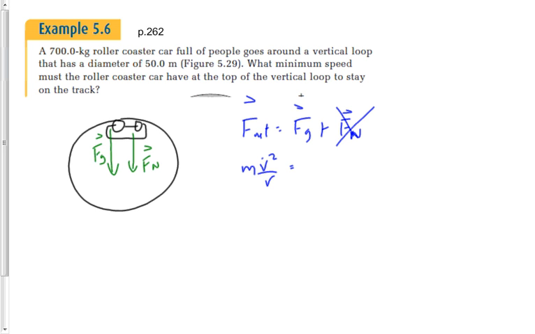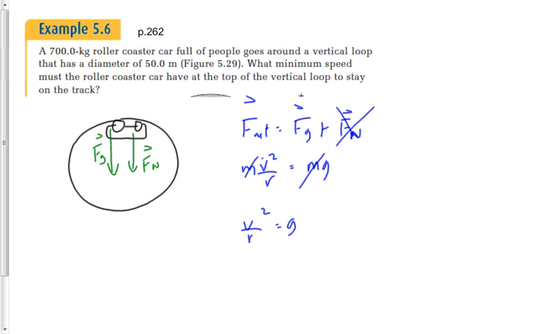Why do I get rid of Fn? Because above the minimum speed, the track has to help gravity. Below the minimum speed, well, it's not going to go in a circle. At the minimum speed, gravity supplies all of the centripetal force. The track doesn't have to help. So we're going to just get rid of it. Fg, by the way, is m times g. Now, Jacob said we could cancel out the masses. We can now because it appears in every term. Because v squared over r equals g.